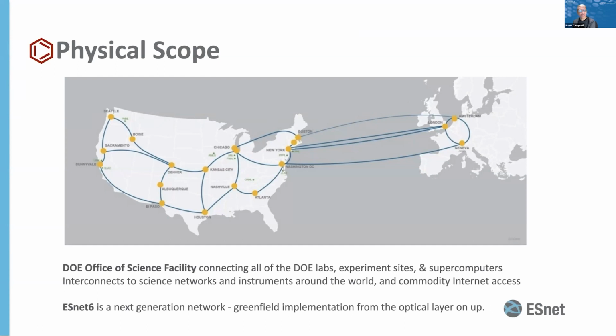ESnet 6, which I mentioned before, is our next generation network, a greenfield implementation. That means from the optical layer, we leased a whole bunch of optical fiber, and we implemented fiber infrastructure all the way up to the arbitrarily high layers for ESnet 6. So it's greenfield, all new, kind of fun.